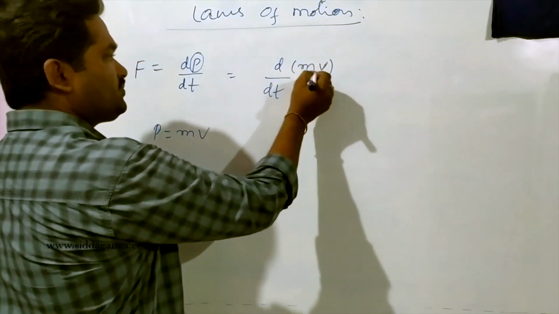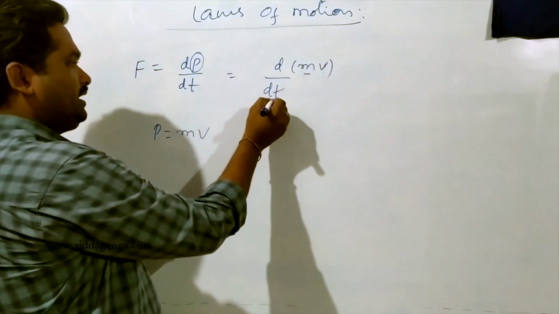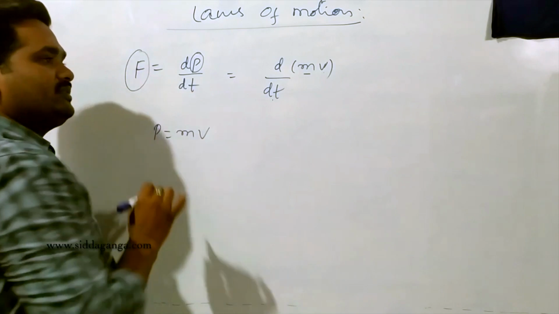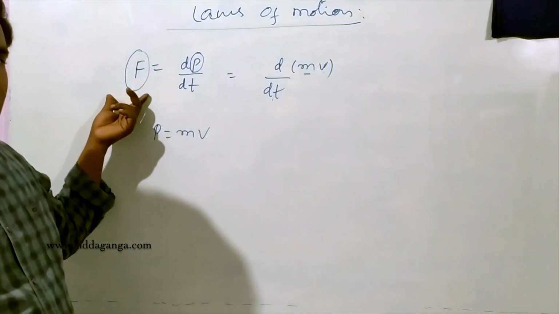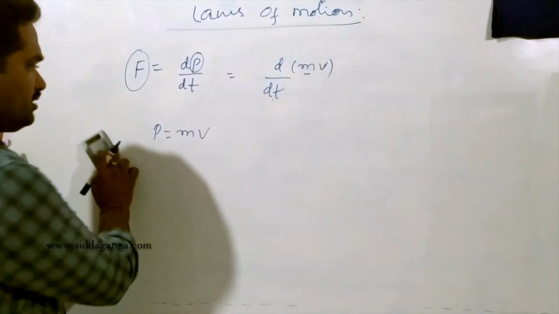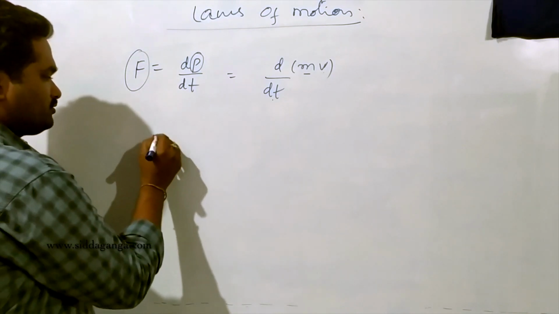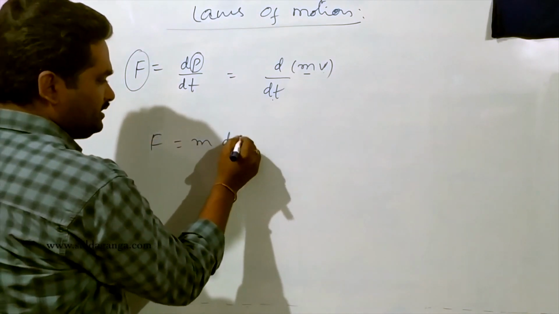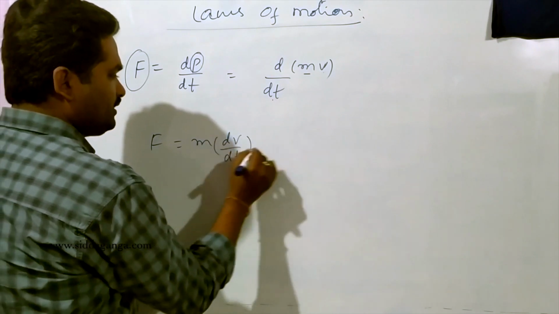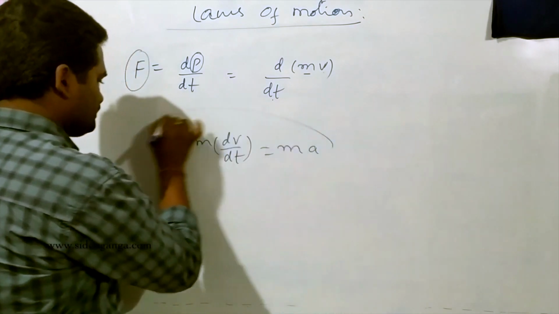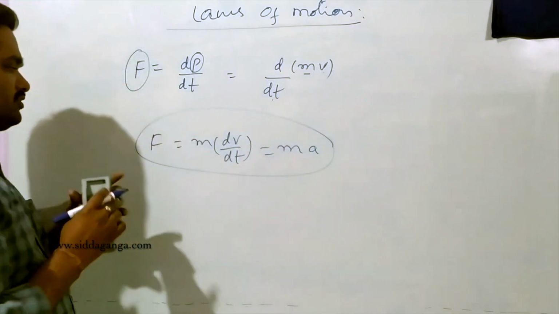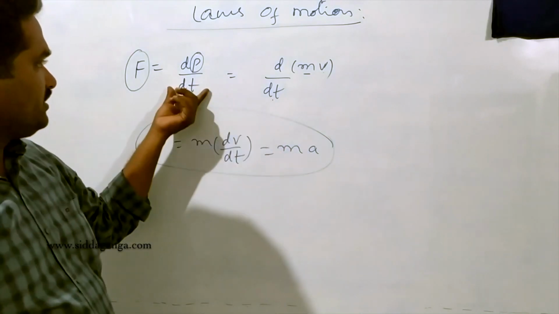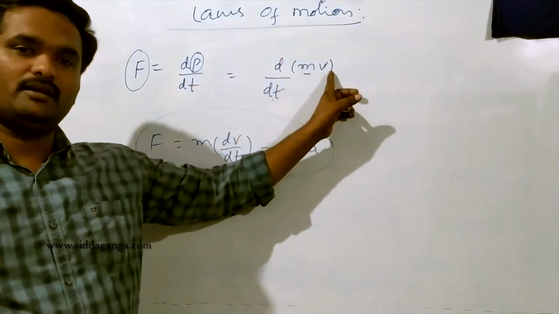If either of these parameters varies with respect to time, then we say the body is acted upon by some amount of force. It should not always be written as F = m dv/dt, which is m a. Make sure that this is not the only valid equation for force. It should always be written as F = d/dt of (m v).